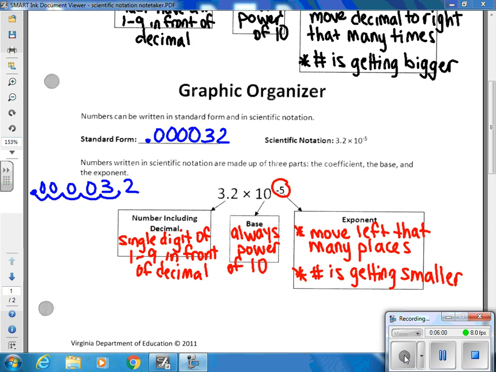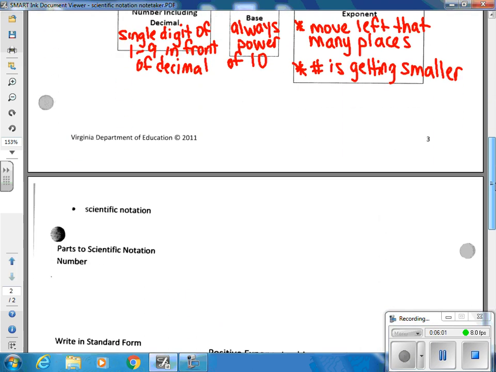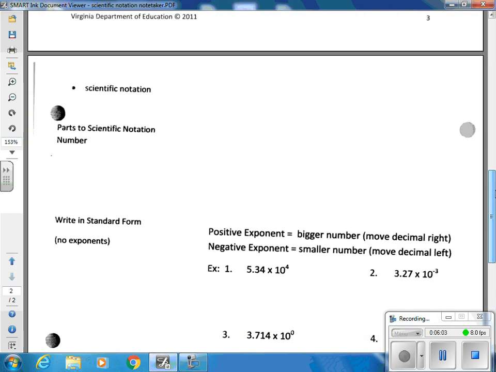All right, if you go to the back side of the sheet, we've got a couple more definitions and information pieces and some practice problems that you can use to help you as you go through and try to do your Edmodo quiz.